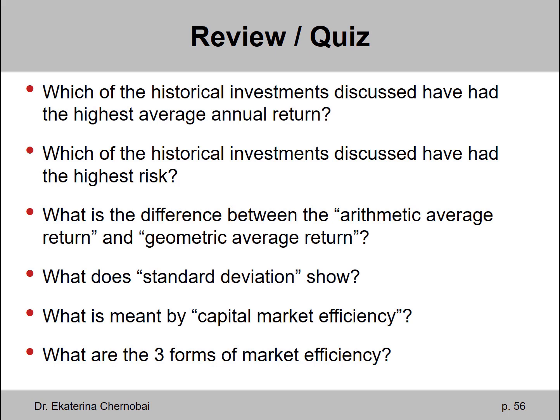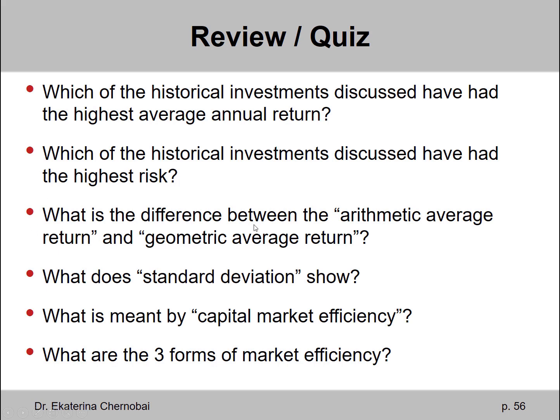Which of the historical investments discussed have had the highest risk? Same answer, small company stocks. And actually, the ranking of the investments by both average annual return and risk is the same. At the top, we have small company stocks. Then we have large company stocks. Then we have long-term government bonds, and then we have short-term government bonds.